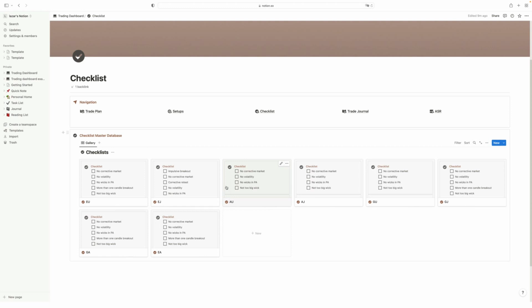So again, it doesn't need to be like this. Okay, this is only for example. So for example, you're gonna have your USD, and in order for you to enter the trade, you do not want to see corrective market, you do not want to see volatility, you do not want to see a lot of wicks, you want to see more than one candle breakout if you trade continuations or reversals, and you do not want to see a big wick.